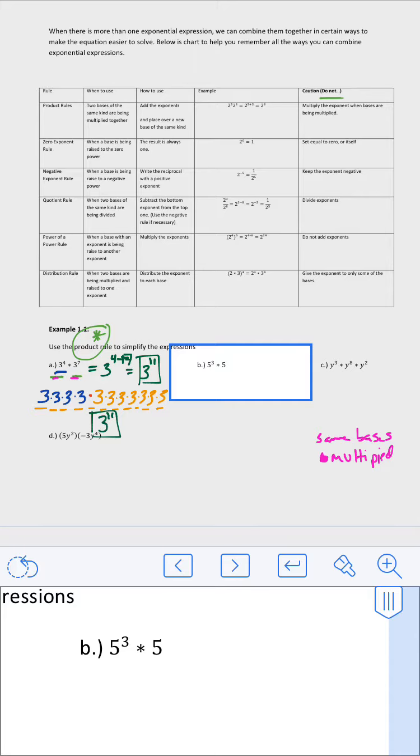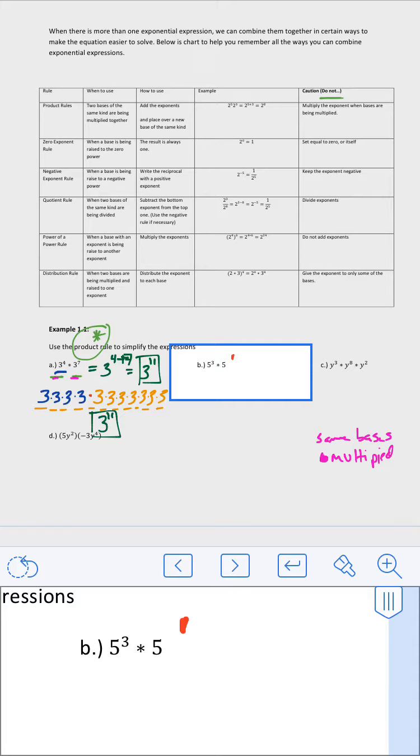Alright, I hope you said it was 1. 5 to the third times 5 to the first. Remember, if there's no exponent, we just mean a 1. It's kind of like multiplying by a 1. It's not going to change anything, right? 5 times itself one time is just 5. So we've got an exponent of 1 here.